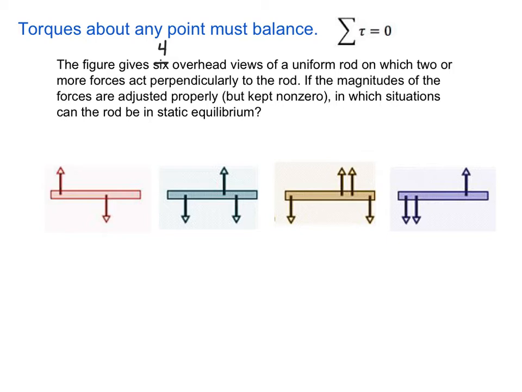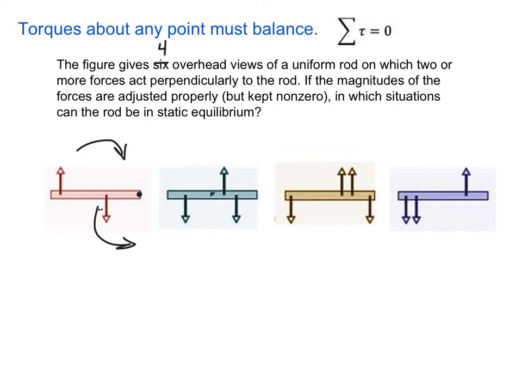But if instead I chose this point over here, I might be thinking, well, maybe things could be balanced because this force here would cause a rotation that's counterclockwise, and this force here would cause a rotation that's clockwise. And so those could be balanced. So again, you need to double check and check a couple points if you're trying to decide whether the object is definitely in equilibrium.